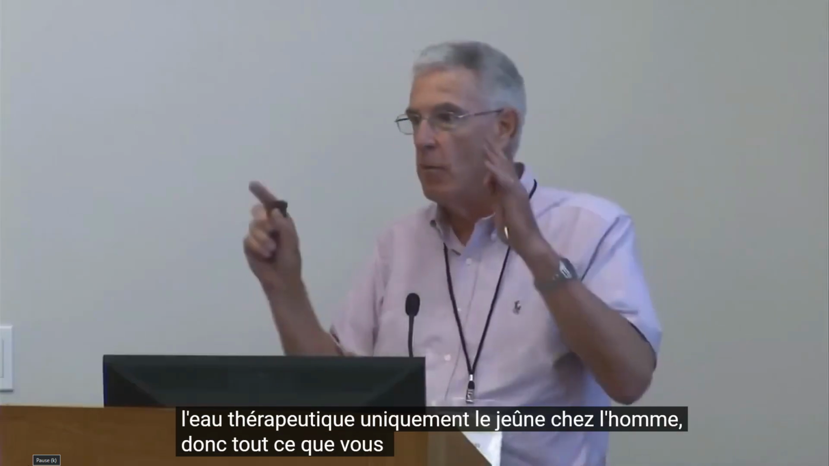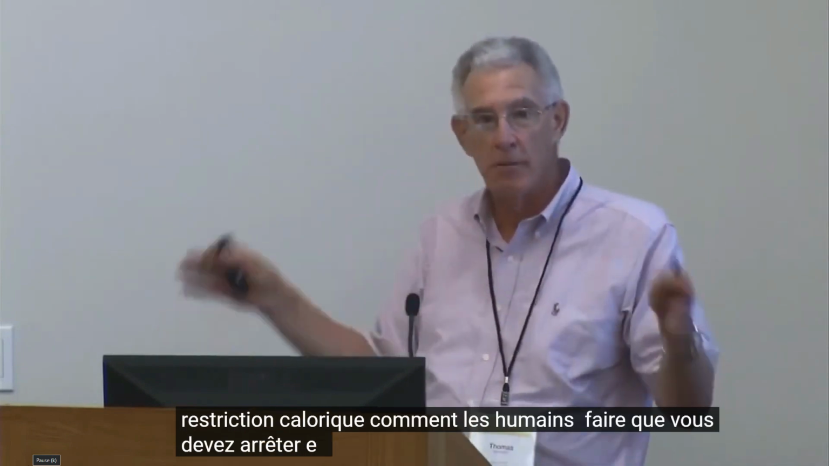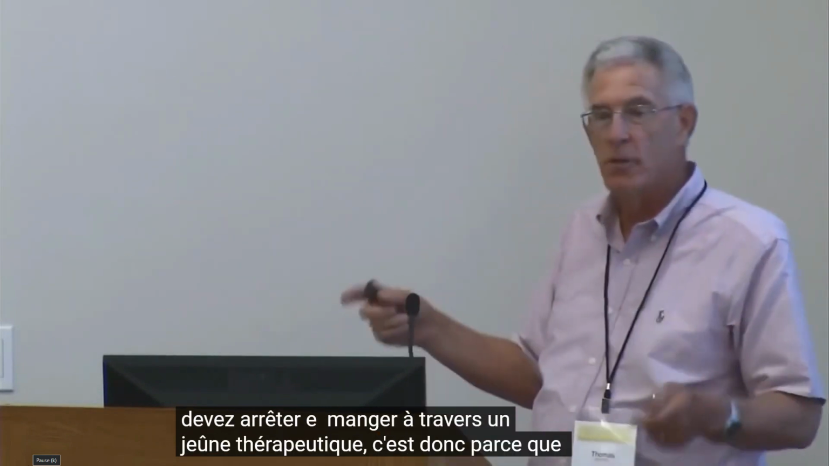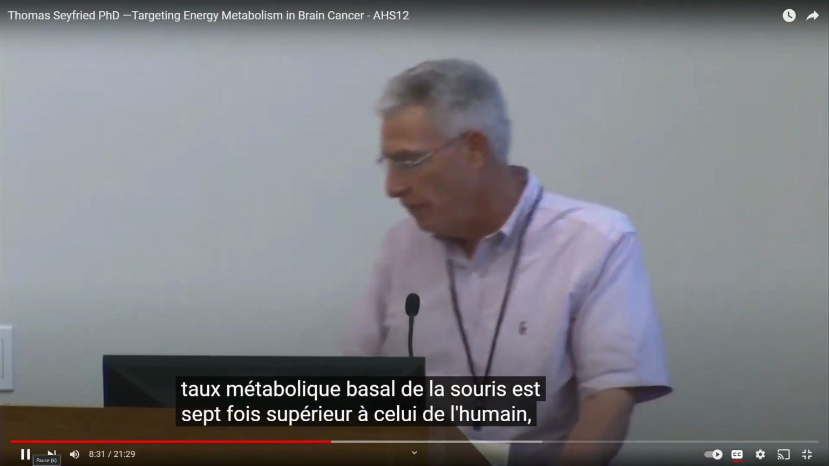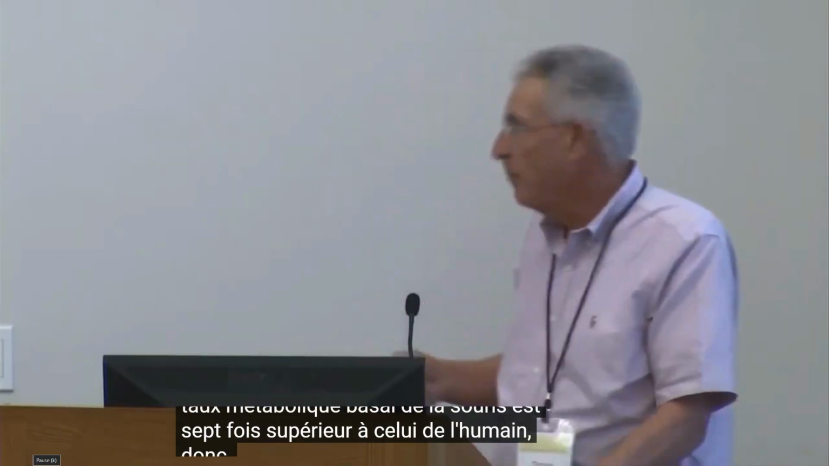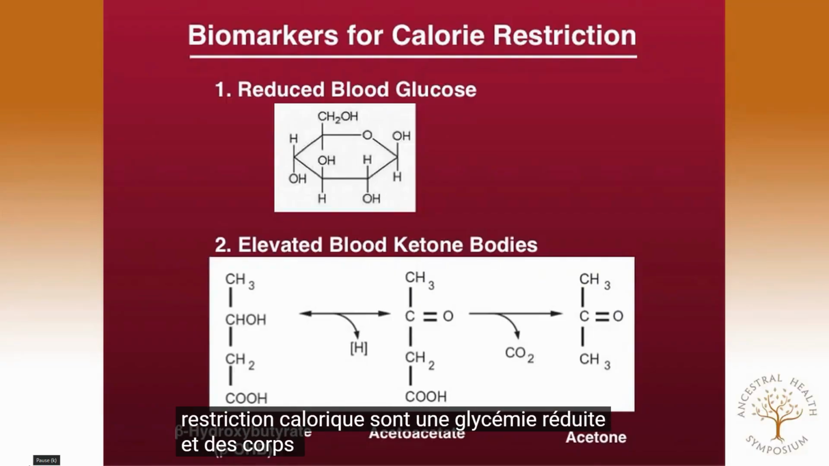It's important to recognize that calorie restriction in the mouse mimics therapeutic water-only fasting in humans. So for everything I'll talk about regarding calorie restriction, how do humans do that? You have to stop eating, do a therapeutic fast. This is because the basal metabolic rate of the mouse is 7 times that of the human. So the biomarkers for calorie restriction are reduced blood glucose and elevated ketone bodies.